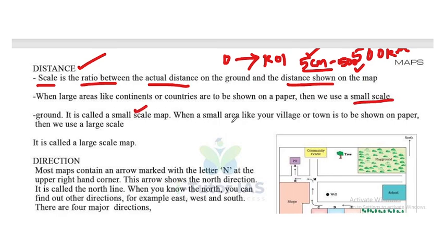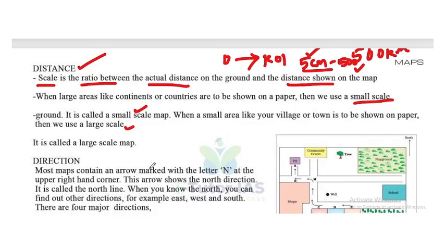When a small area like your village or town is to be shown on paper, then we use a large scale. If you want to show a continent or a large country, you should use a small scale, and that map is called a small scale map. If you want to represent your village or town on paper, then you can use a large scale map. That's the difference between a small scale map and a large scale map.